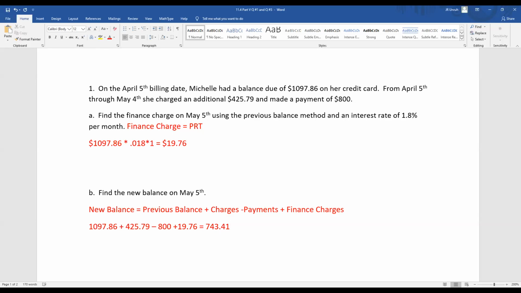So again, there's your formula. The new balance is just take the previous balance, add the charges, subtract any payments, add the finance charge, which you get from Part A. That is your new balance.